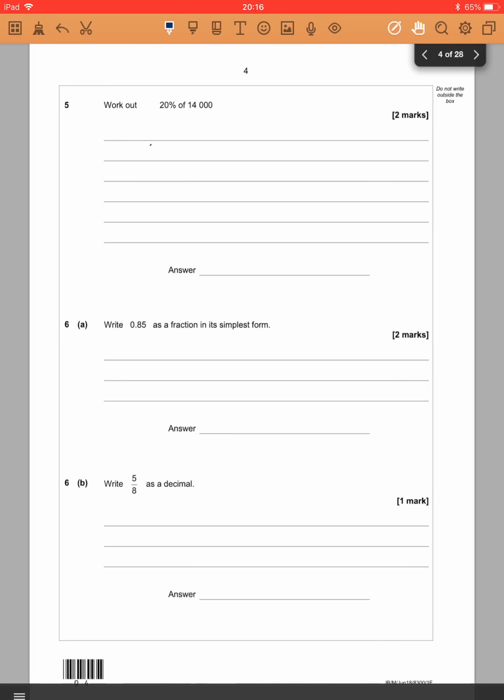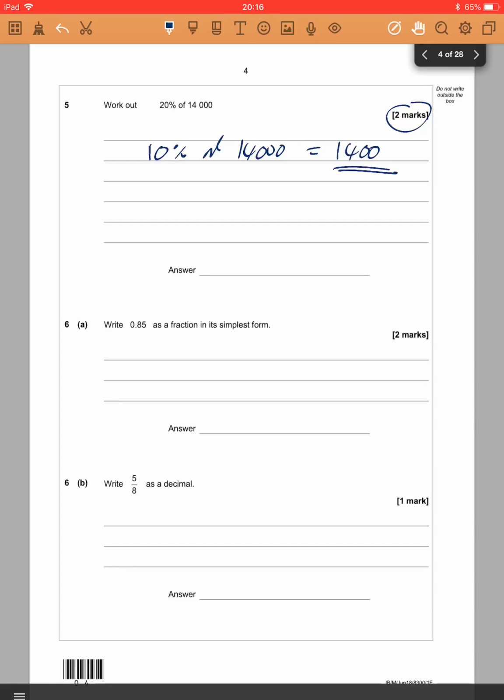Question 5, work out 20% of 14,000. So if you want to work out 20%, your first mark, notice there's 2 marks here, would come from working out 10%. So 10% of 14,000. So how do you find 10%? Well, you divide by 10 to find 10%. So that's going to give us 1,400. We don't want 10% though, that's got us our first mark, but our second mark will be for finding 20%. So think about what you need to do to this answer to find 20%.